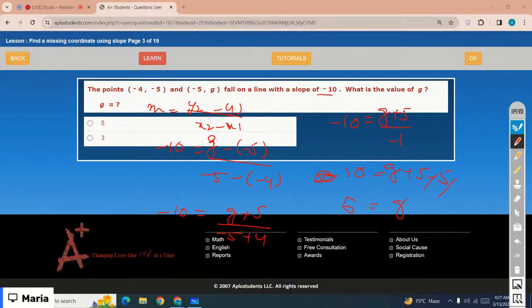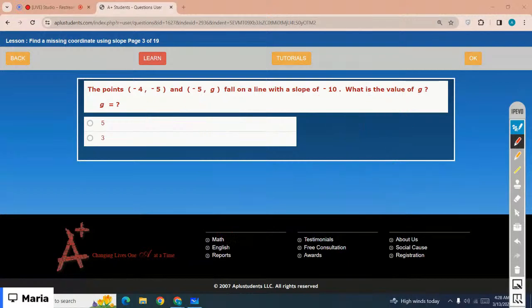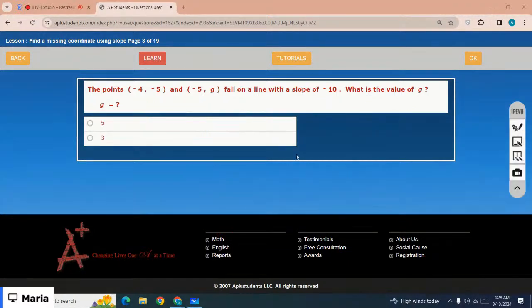The correct option is g equals 5, right? Option number 1 is the correct option.